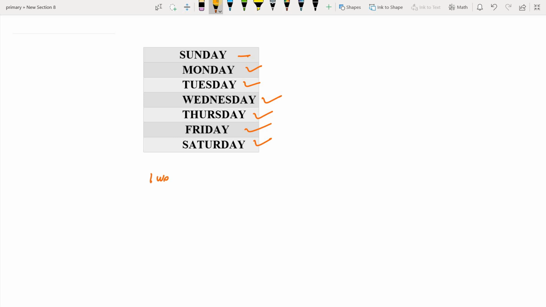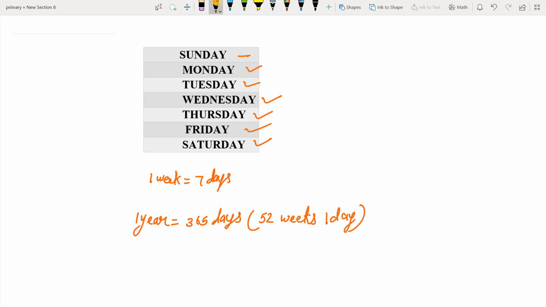We see that 1 week is equal to 7 days and 1 year is equal to 365 days, जिसमें 52 weeks and 1 day होता है. And 1 leap year is equal to 366 days, जिसमें 52 weeks and 2 days होता है, क्योंकि लीप ईयर की वजह से 1 day increase हो जाता है.